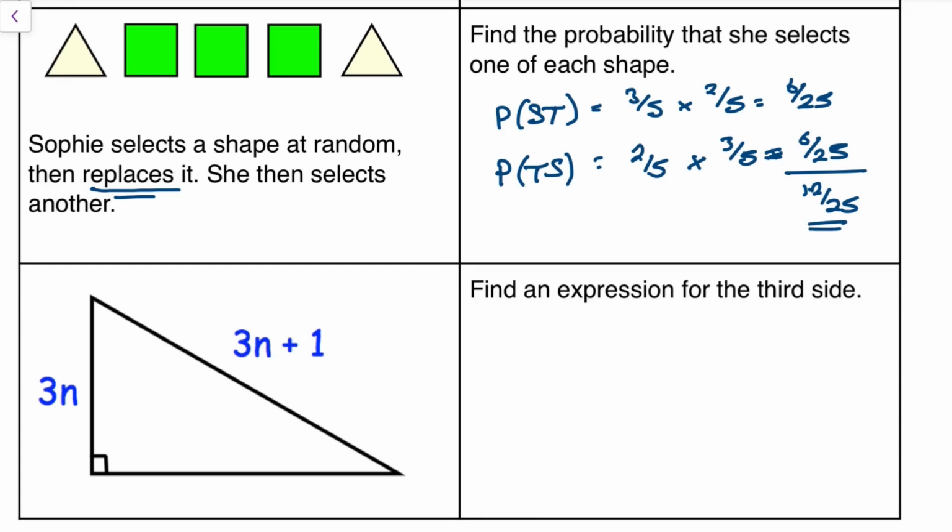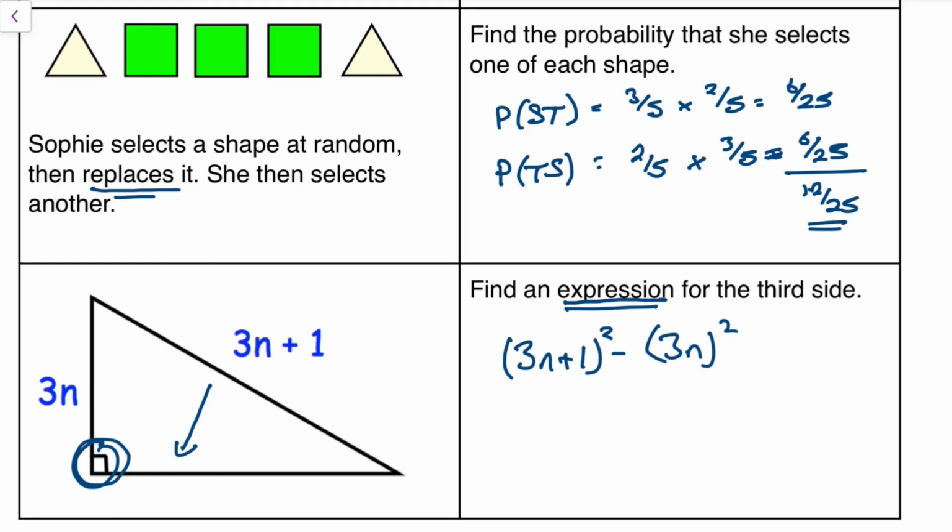Next one, find an expression. So an expression is something that doesn't have an equal sign for the third side. So that's this side here. And I would notice that's a right angle, so it's Pythagoras. So it's going to be 3n plus 1 squared minus 3n all squared. In other words, hypotenuse squared minus the other side squared. To be honest, that's an expression. That should be fine. So I suggest it probably wants it simplified.